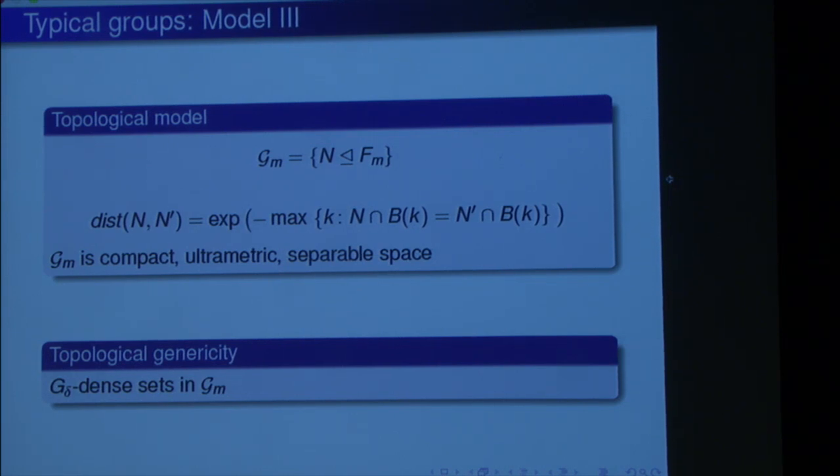So again, I have two groups, two Cayley graphs, and I take balls of radius (k minus 1) divided by 2. If these balls are exactly the same, I say that the distance between these two groups is exponential minus k. Okay? So in such a way, I define the metric space on all my m-generated groups. And this metric space is compact.